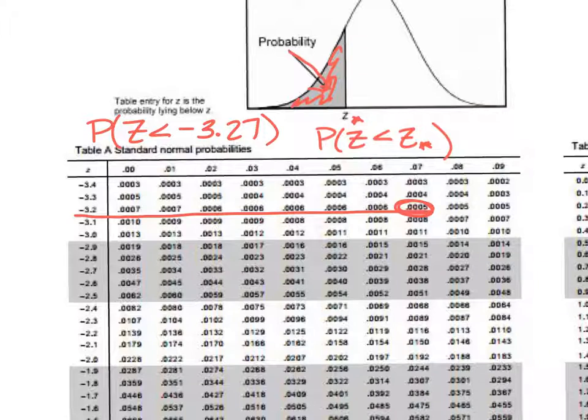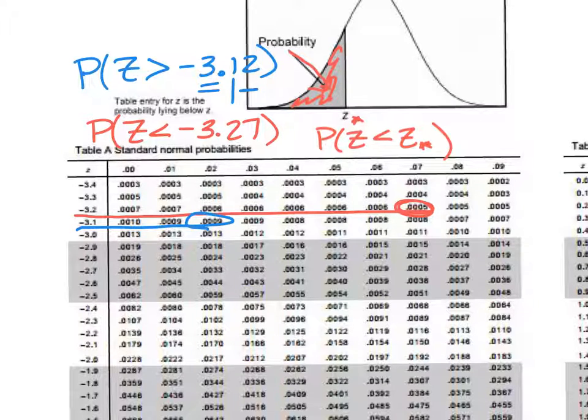Now, on the other hand, if I wanted to find a probability that z was greater than negative 3.12, I would need to take the total area of 1 and subtract the table value for negative 3.12, 0.009, and that would give me my probability for z being greater than negative 3.12. We'll look at these more in class. Obviously, there are calculator functions that can do this for us as well. And so we'll take a look at all of these different options and make sure that you feel comfortable answering these questions.